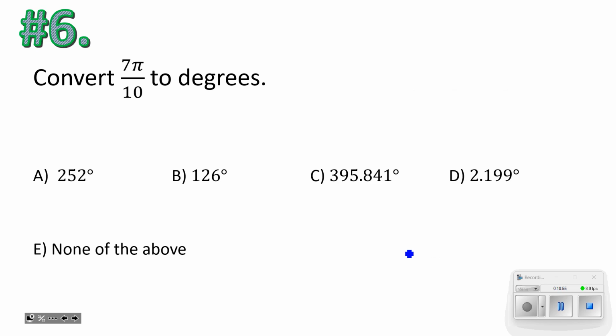Continuing, converting to degrees. B, 126. Multiply by 180 over pi.